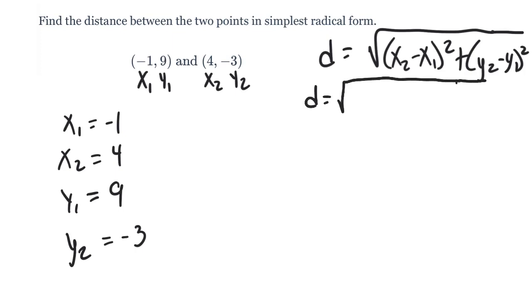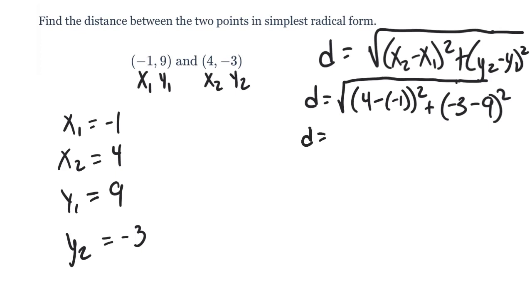So I brought down my d equals, so distance equals, brought down my radical. Now I just got to plug numbers in. My x2 is a +4. My x1 is a -1. So plug that in. And we'll square it and then add it to my y2, which is -3. I'm going to subtract my y1, which is 9, and I'm going to square that part.